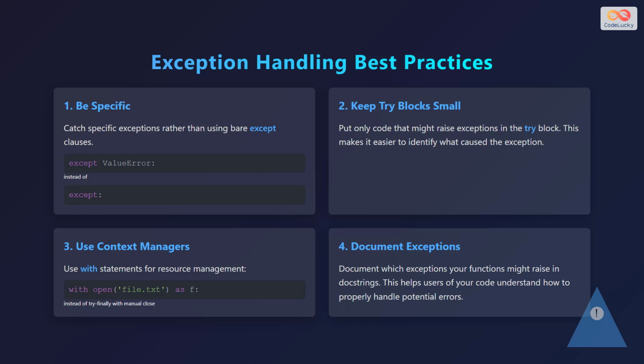Second, keep try blocks small. Put only the code that might raise exceptions in the try block. This makes it easier to identify what caused the exception.